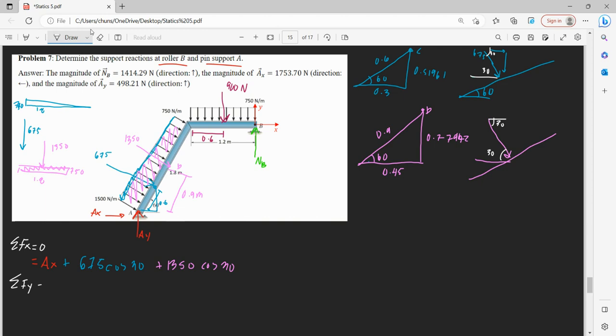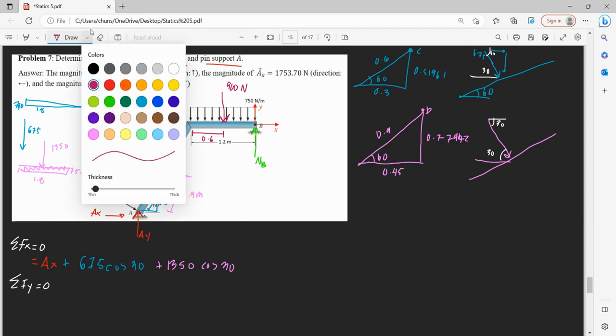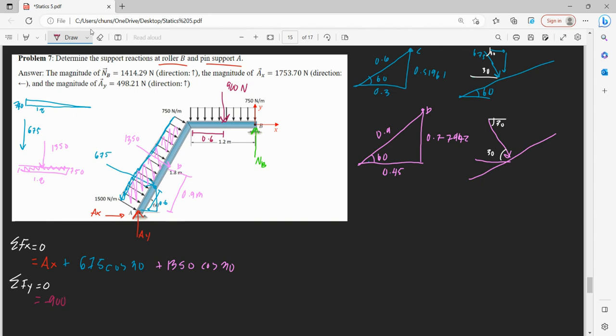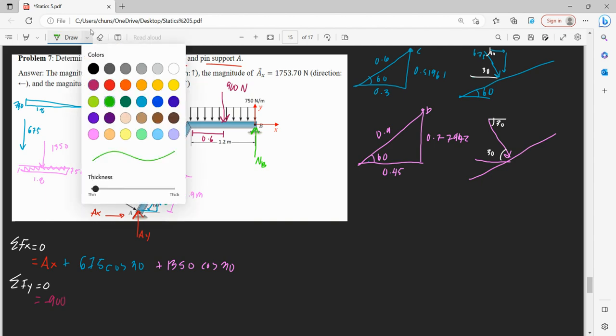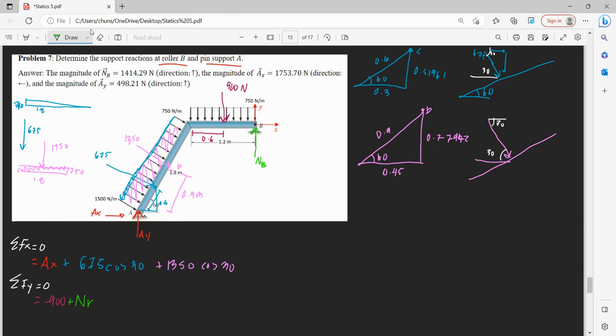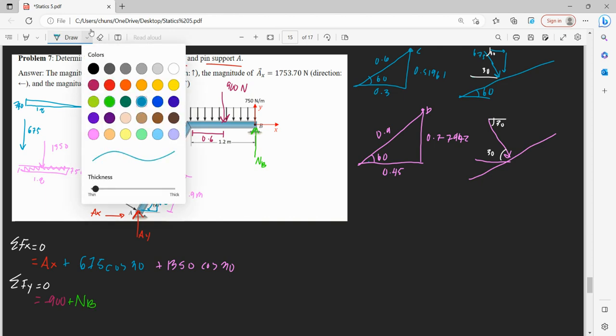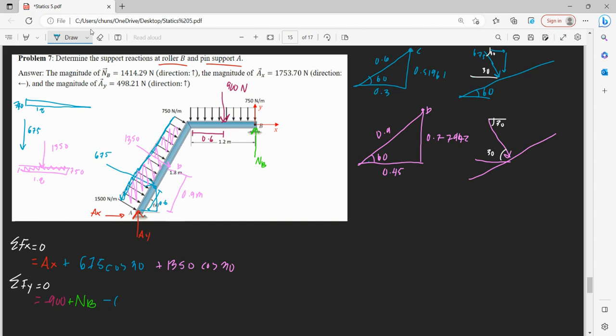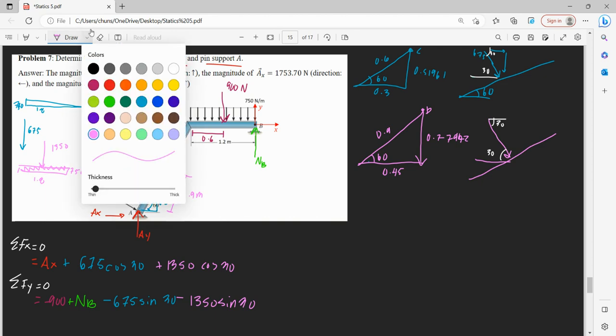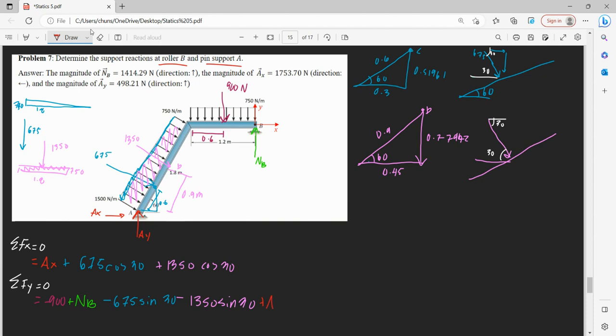And then we have our Fy directions. So then we have negative 900 acting downwards. That's from the top of our beam, the flat part. This is plus our normal force of B. And we have downward forces for both of our diagonal ones. That's minus 1350 sine 30, right? Because it points downward. Okay, and sorry, almost forgot our AY, plus AY.